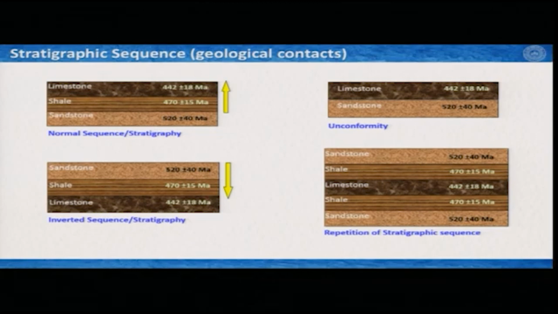But if there is unconformity, this is something that we need to consider. There is also a possibility that you see repetition of the stratigraphic sequence. That means the same lithology you encounter when you walk along your field. And all these have very important structural implications and tectonic implications in interpretation of geological structures.